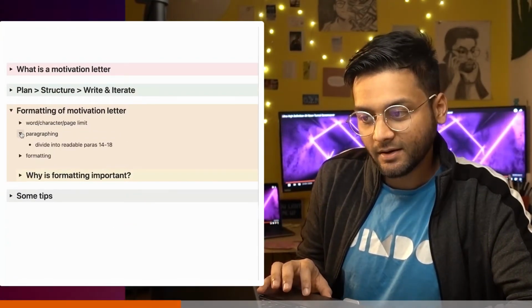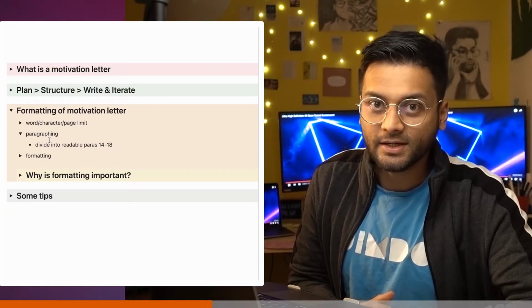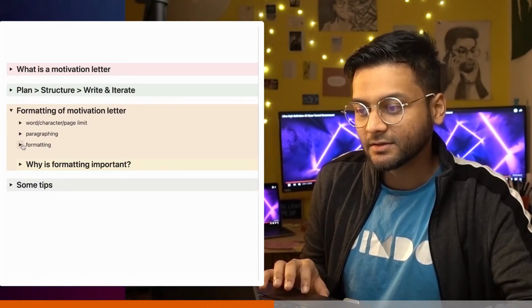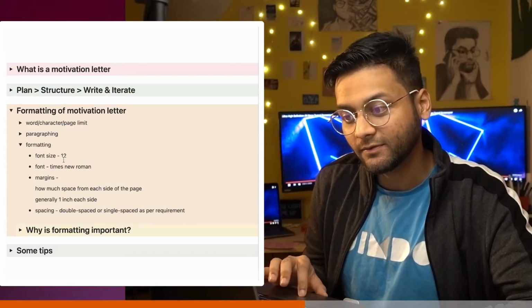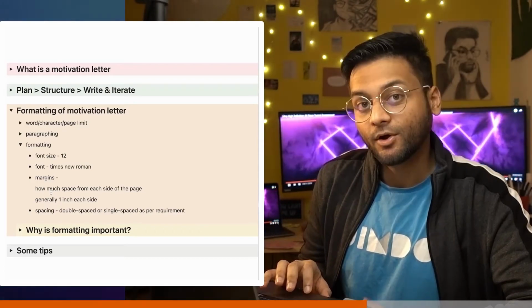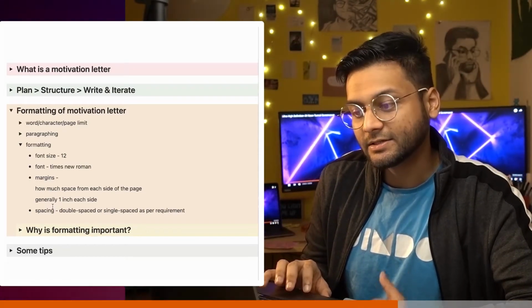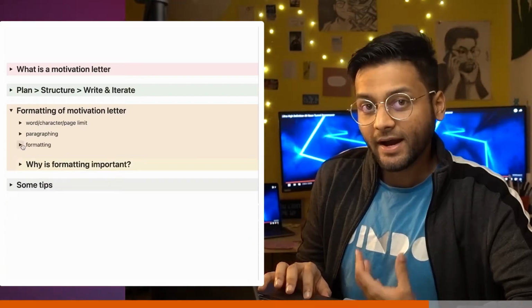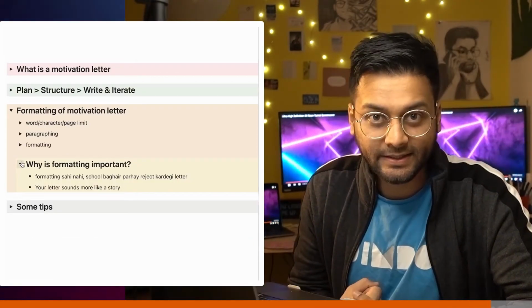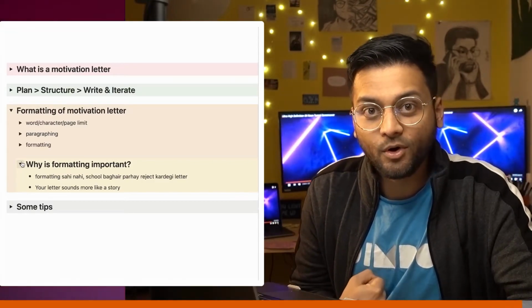The second thing is paragraphing. Let's assume your motivation letter is 2-page long, divided into good 14 to 18 paragraphs. And last is the formatting. Please keep a font size of 12. Font maybe keep Times New Roman, and for margins keep some space. Also look out for spacing. Sometimes it's double spaced or single spaced. Why is formatting important? Because if the formatting is not right, the school will reject it without reading. And your letter should sound more like a story.